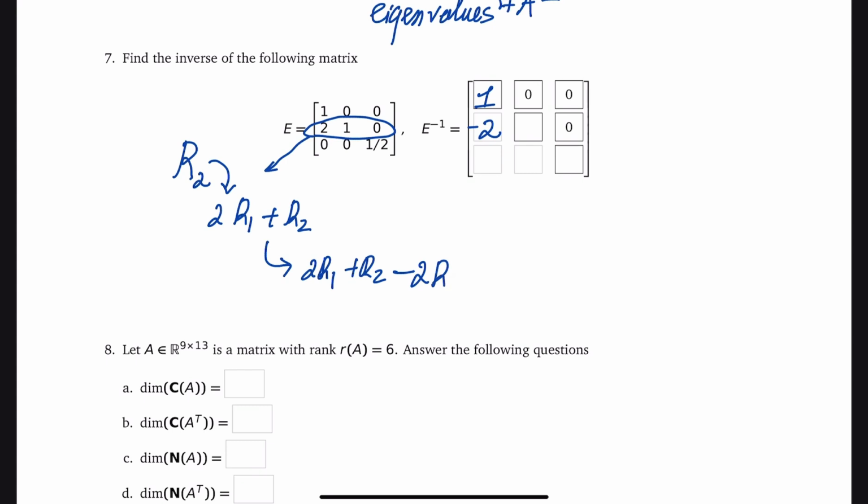If we subtract 2 times row 1, we are going to get exactly row 2, right? We will basically come back to row 2. Okay, so that's why we have to put minus 2, 1, and 0.